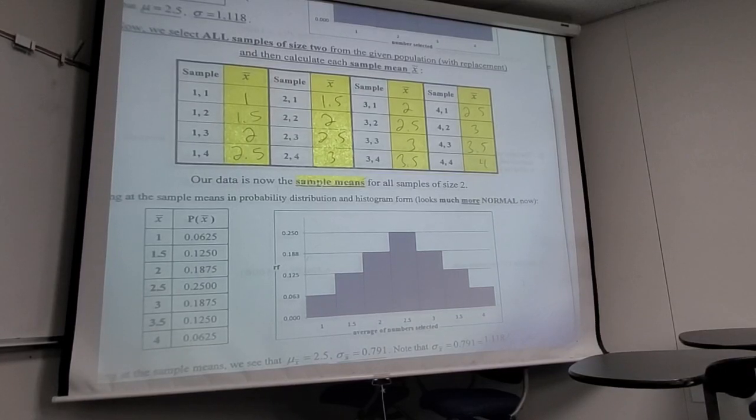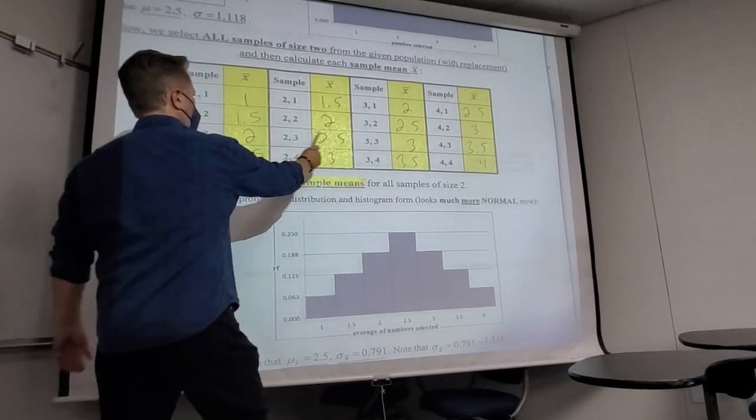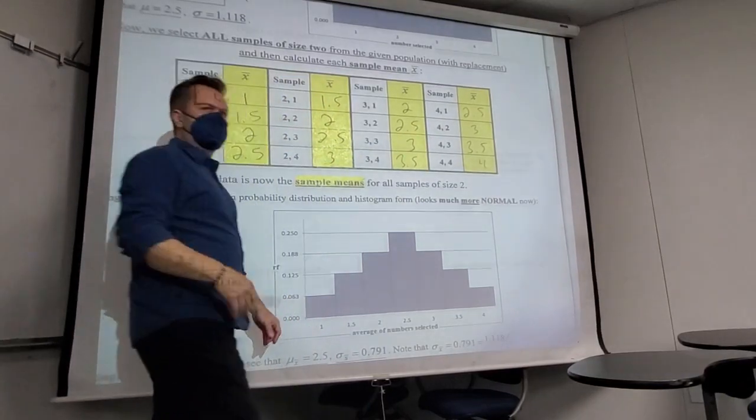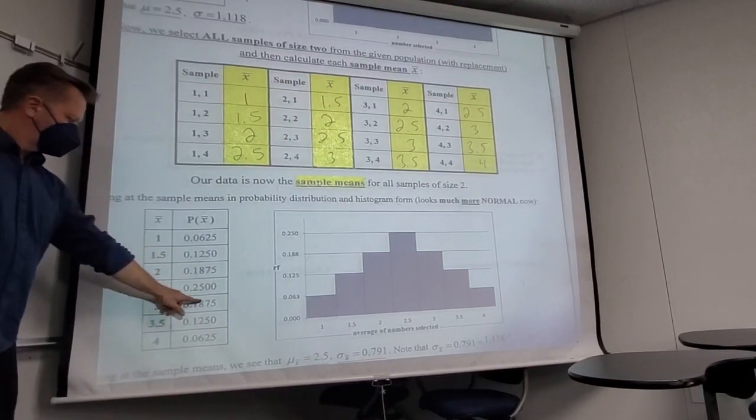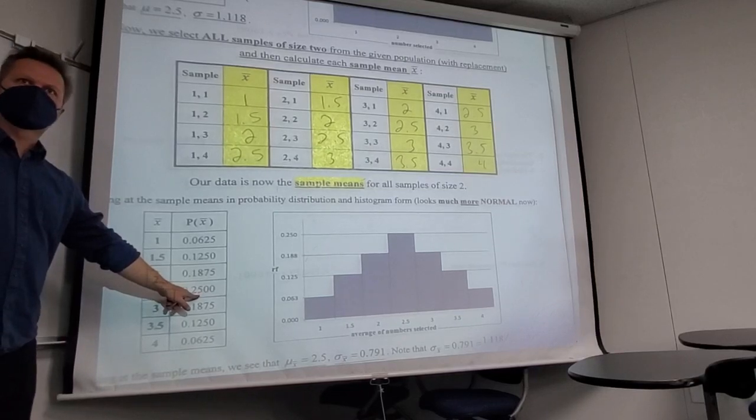What is the most likely average to get? Doesn't it happen 4 times, right? 4 out of 16. 4 out of 16, I love it. So there's that. This would be, where'd it go? 4 out of 16 is 0.25.